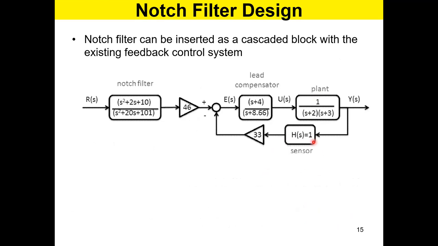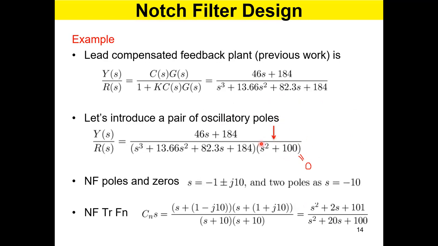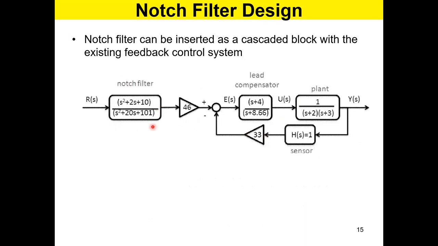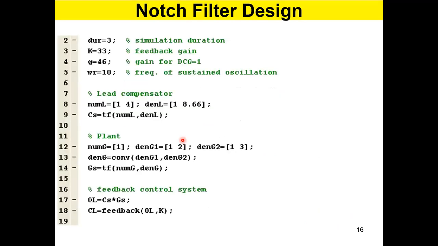Now it's like this. This is the plant, the lead compensator, and the plant is going to change with this one. Then the notch filter comes over here. Fine. So let's do the simulation in MATLAB. Duration is three seconds. Feedback gain already calculated is 33, and the pre-gain 46 makes the system unity DC gain, and omega r is the resonant poles at 10 radians per second.